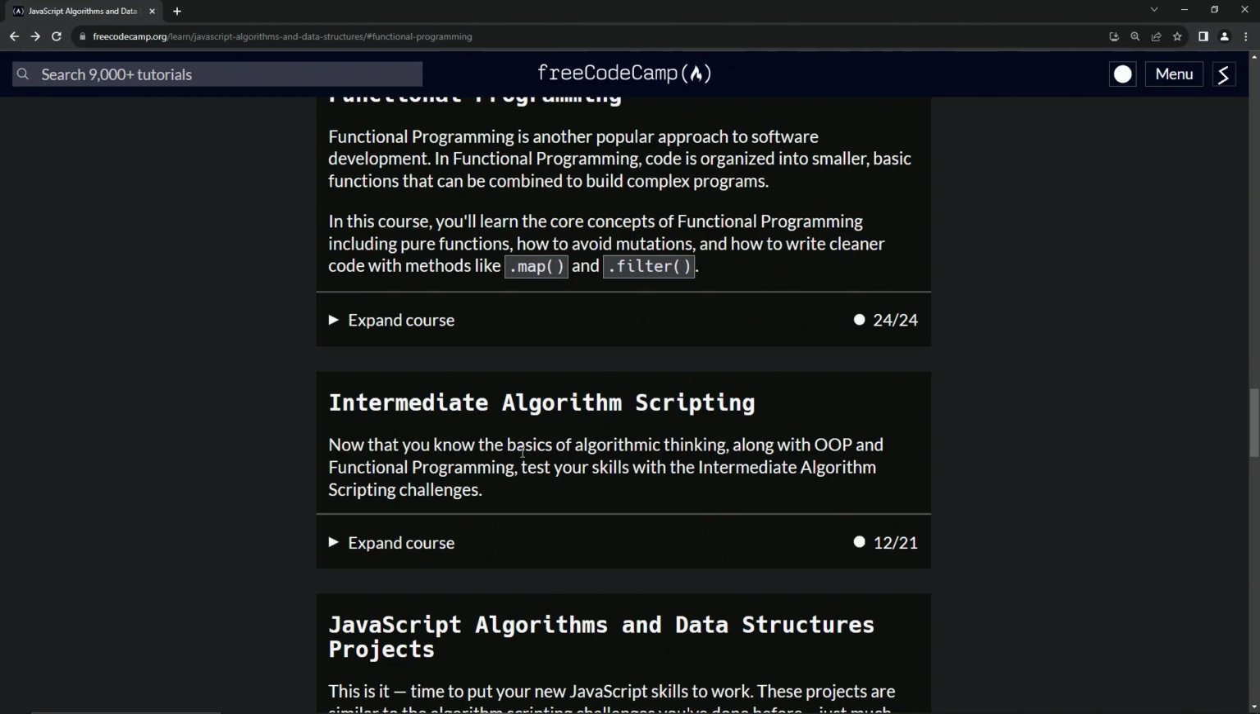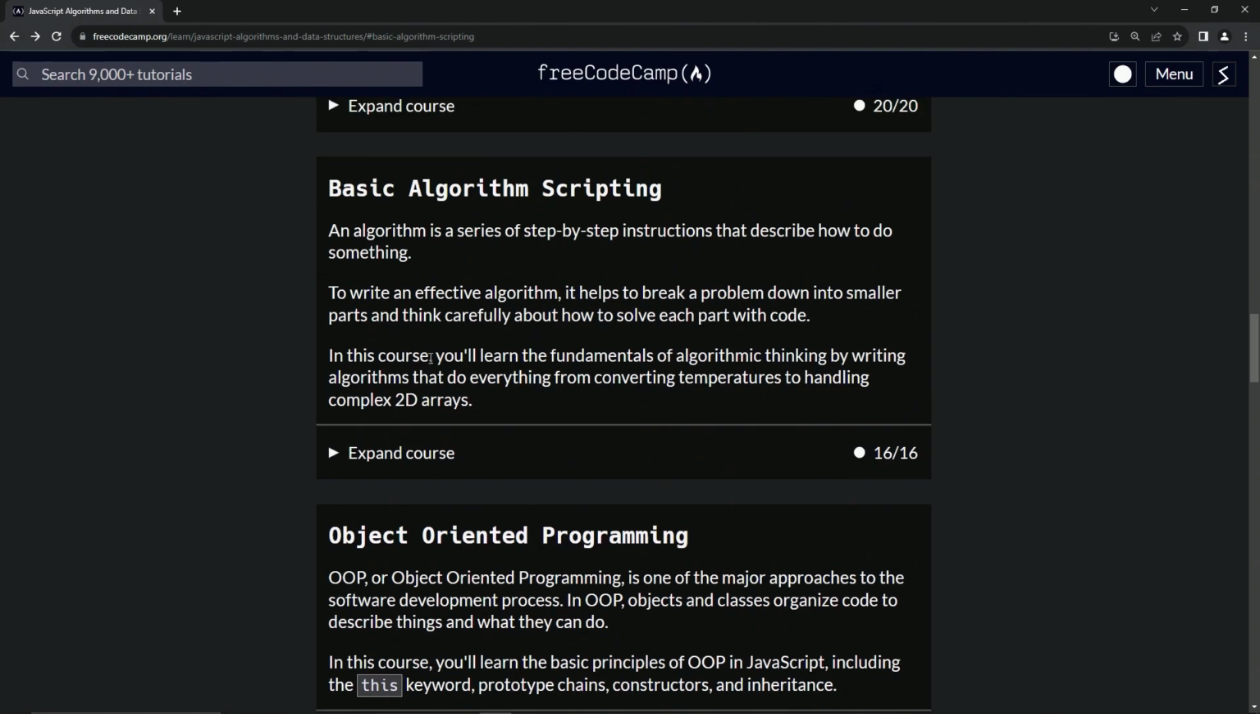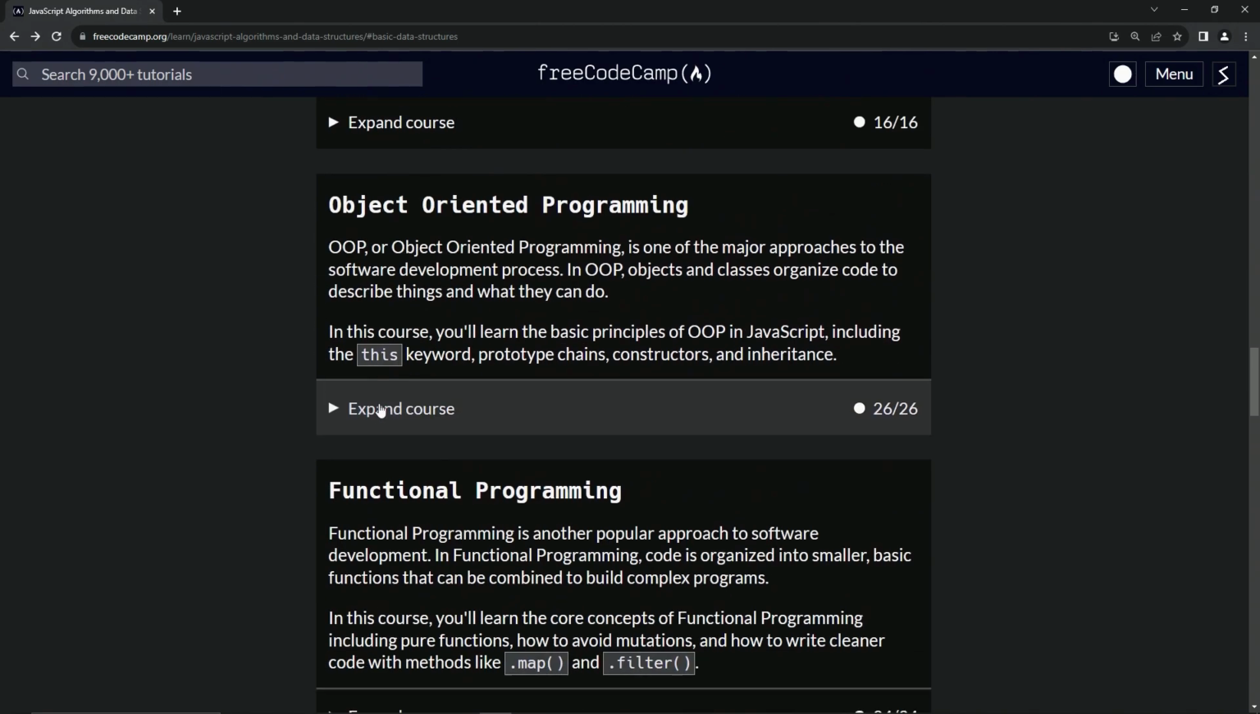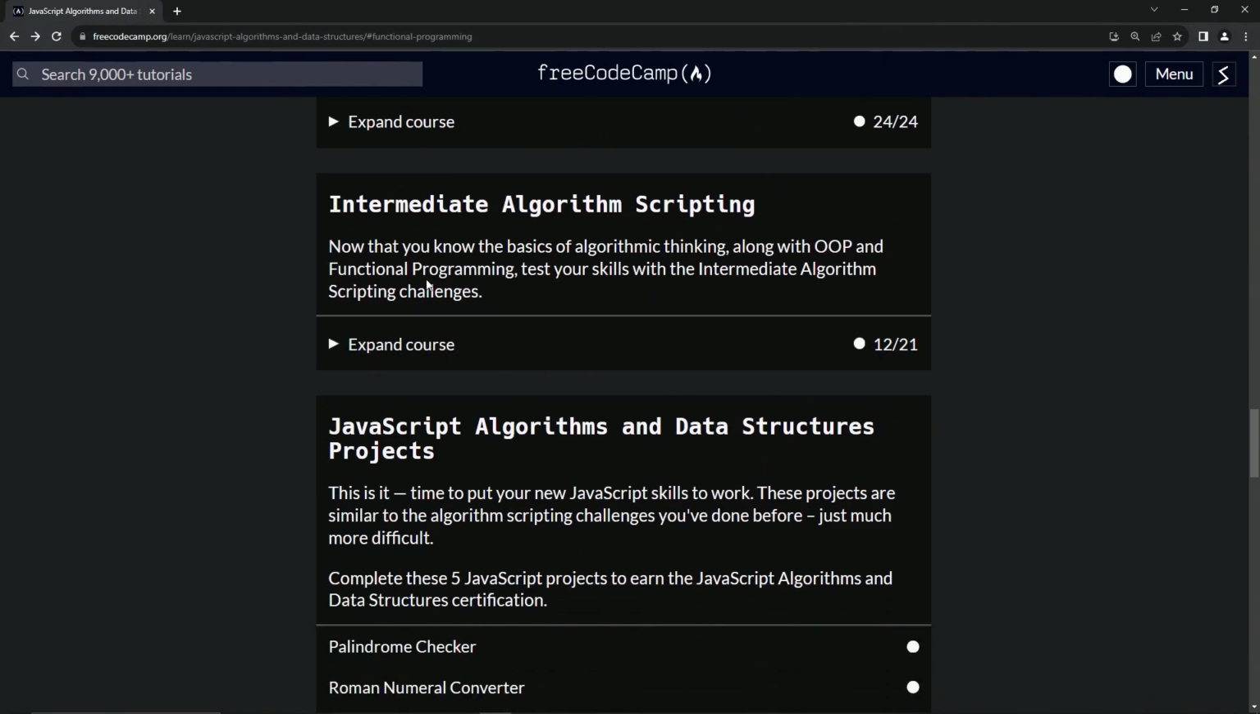So now that we know the basics of algorithmic thinking, along with object-oriented programming and functional programming, we're going to test our skills with the intermediate algorithm scripting challenges, all right? So if you thought this was hard, get ready. No, I'm just kidding. Some of them are hard, some of them aren't.